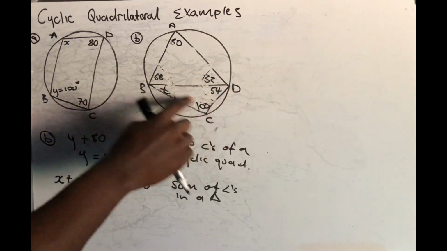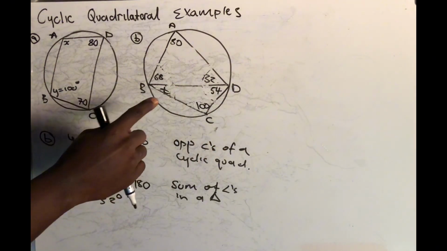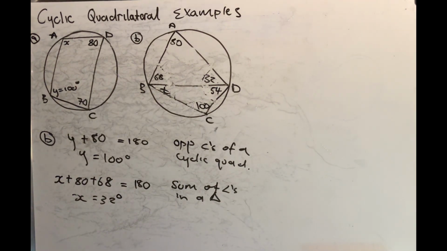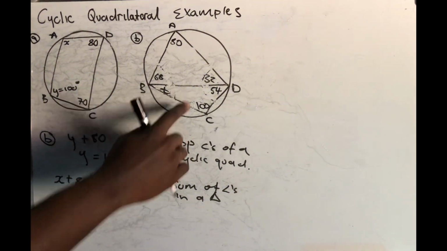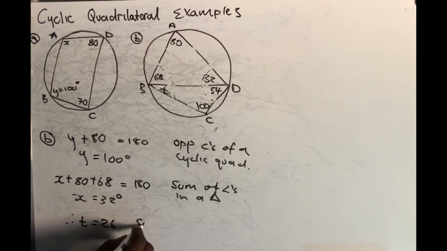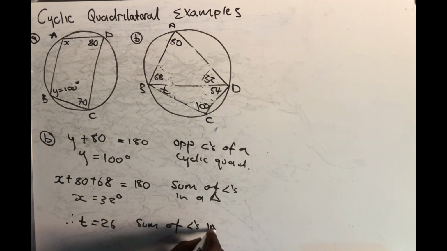Since we have this triangle, 100 plus 54 is what? It is 154. For you to get to 180, what are you left with? You are left with 26. Therefore, t is equal to 26, sum of angles in a triangle.